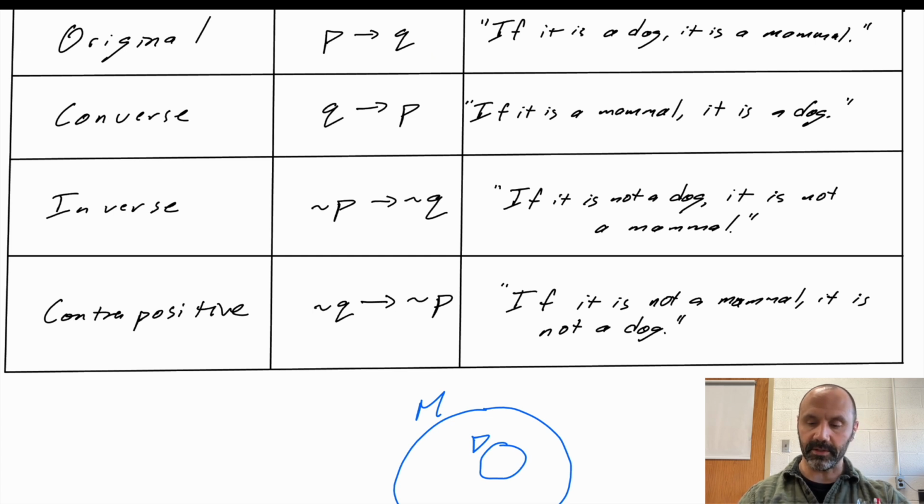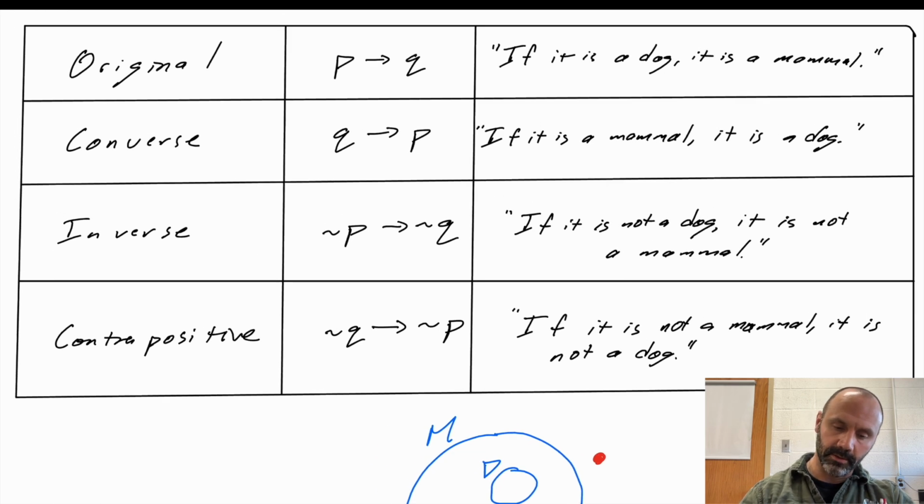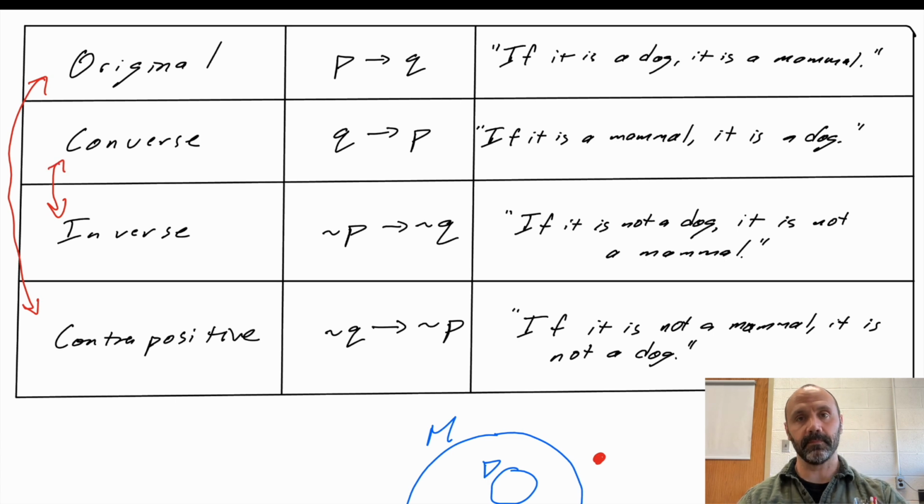The inverse. If it is not a dog, it is not a mammal. That one also, if it's not a dog, it could be here or it could be here. And so that one also not true, right? The contrapositive now. Let's see what this says. If it is not a mammal, so if it's not a mammal, it's got to be outside of the mammal circle. It is not a dog. That's true. If it's outside the mammal circle, it has to be outside the dog circle. Okay, and so we see that the original and the contrapositive are logically equivalent, and the converse and the inverse are logically equivalent as well.